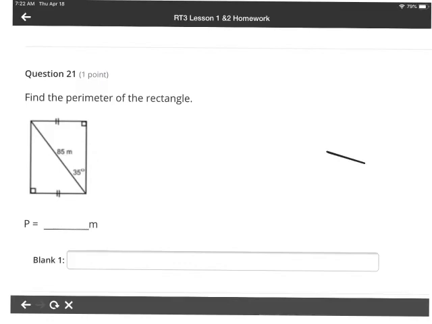Now, for our last most missed, we're trying to find the perimeter of the rectangle. So we actually need to find the measurements of x and y using this triangle, and then we add up the four sides to get the perimeter. So point of reference is the 35-degree angle.